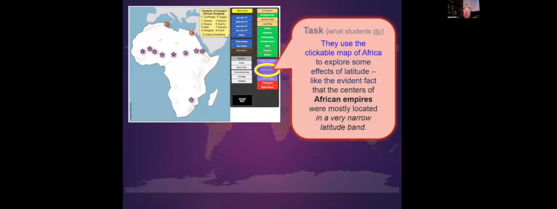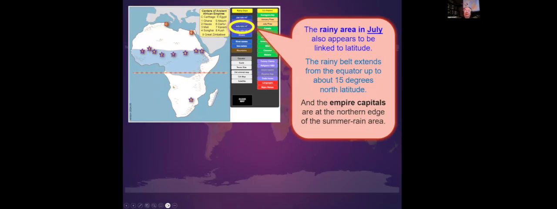Another clickable map lets you explore the effects of latitude in Africa. One good way to start that out is to show them a map of where the ancient empires had their centers. There were a bunch of ancient empires, you know, Aksum and Khanum and Timbuktu. And if you look at that pattern, they're all in a line, and they're in a very narrow latitude band. The students can use that clickable map to explore reasons why that might be the case.